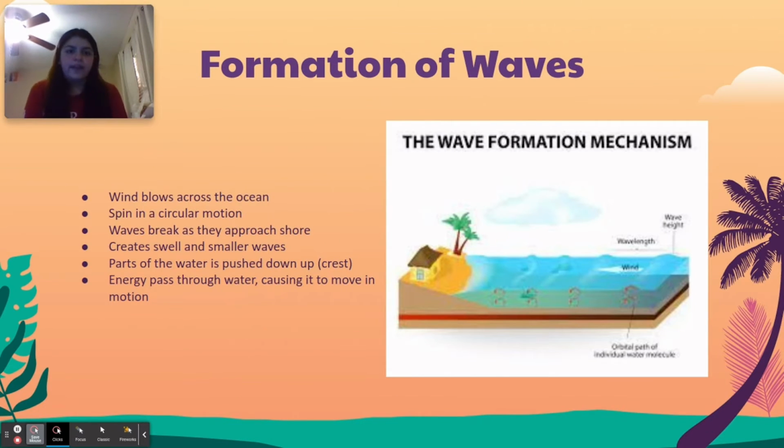The formation of waves. This is how waves are made. When wind blows across the ocean, it spins the water in a circular motion. Waves break as they approach shore, and they create swell and smaller waves. Part of the wave is pushed down. Energy passes through the water, causing it to move in that motion. Wind blows across the surface, transferring energy, and it becomes a capillary wave.